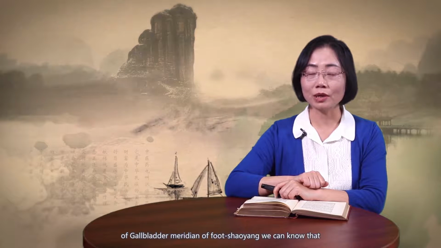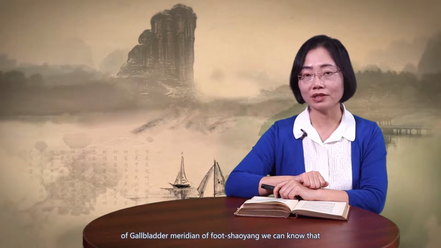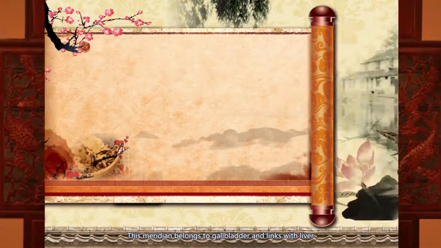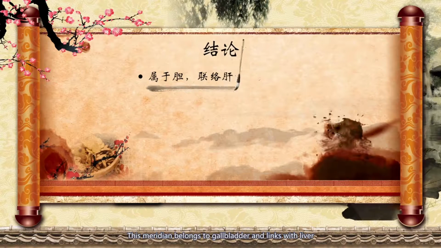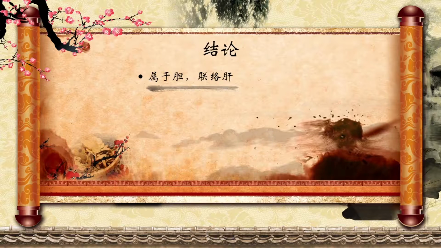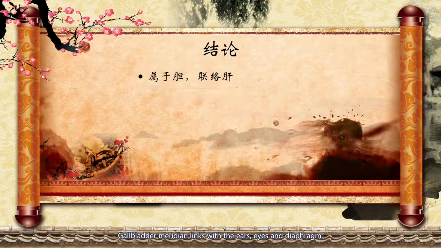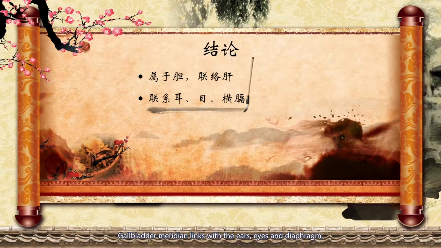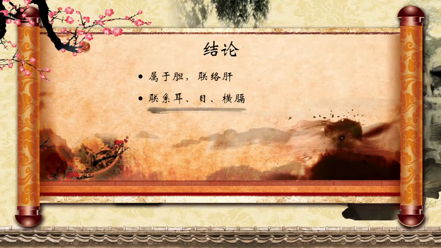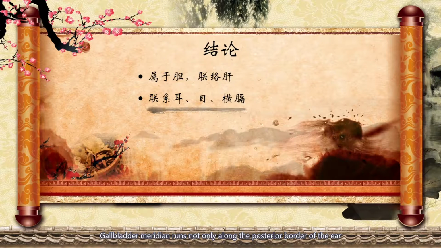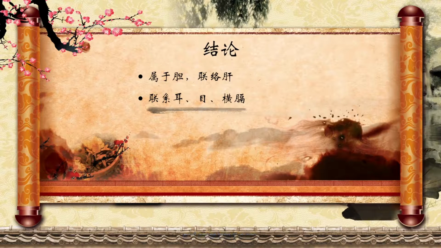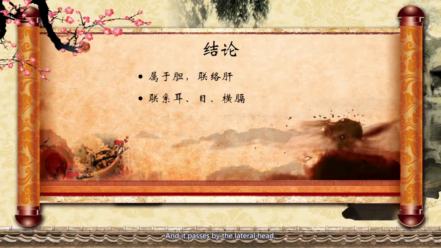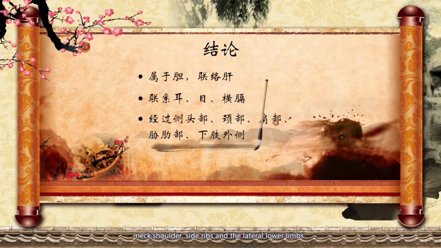After learning the cyclical flowing and distribution of gallbladder meridian of foot Shaoyang, we can know that this meridian belongs to the gallbladder and links with the liver. Besides, gallbladder meridian links with the ears, eyes, and diaphragm, especially the ears. Gallbladder meridian runs not only along the posterior border of the ear and enters into the ear, but also passes by the lateral head, neck, shoulder, side ribs, and the lateral lower limbs.